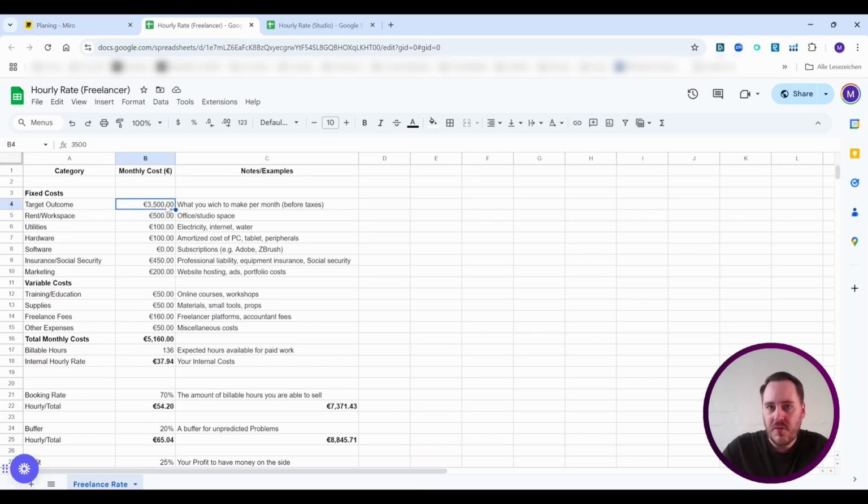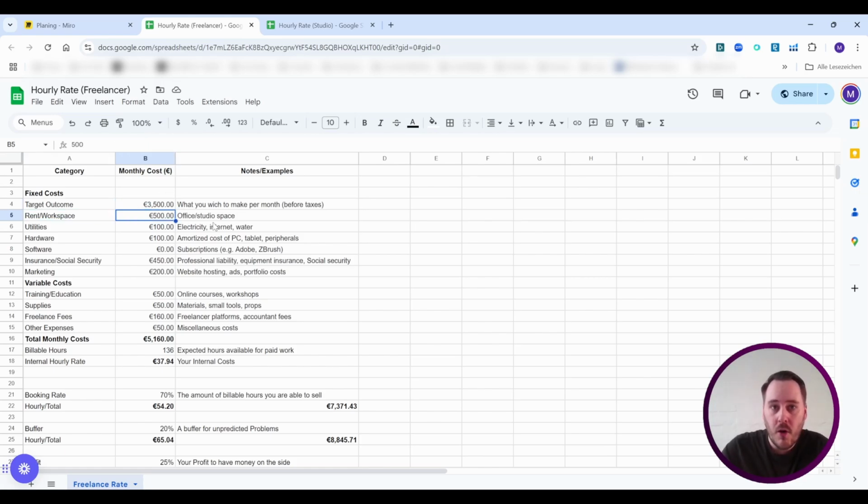First, you need to define what you want to take out of your freelance business. So this is before tax, mind it. Because taxes are different in every country, I can't define it here. So this is your target outcome before tax. I took some typical German numbers here, and they are rough. So it's just to have some base numbers in it. But let's say you want to make 3,500 euros a month before taxes. So you have your baseline.